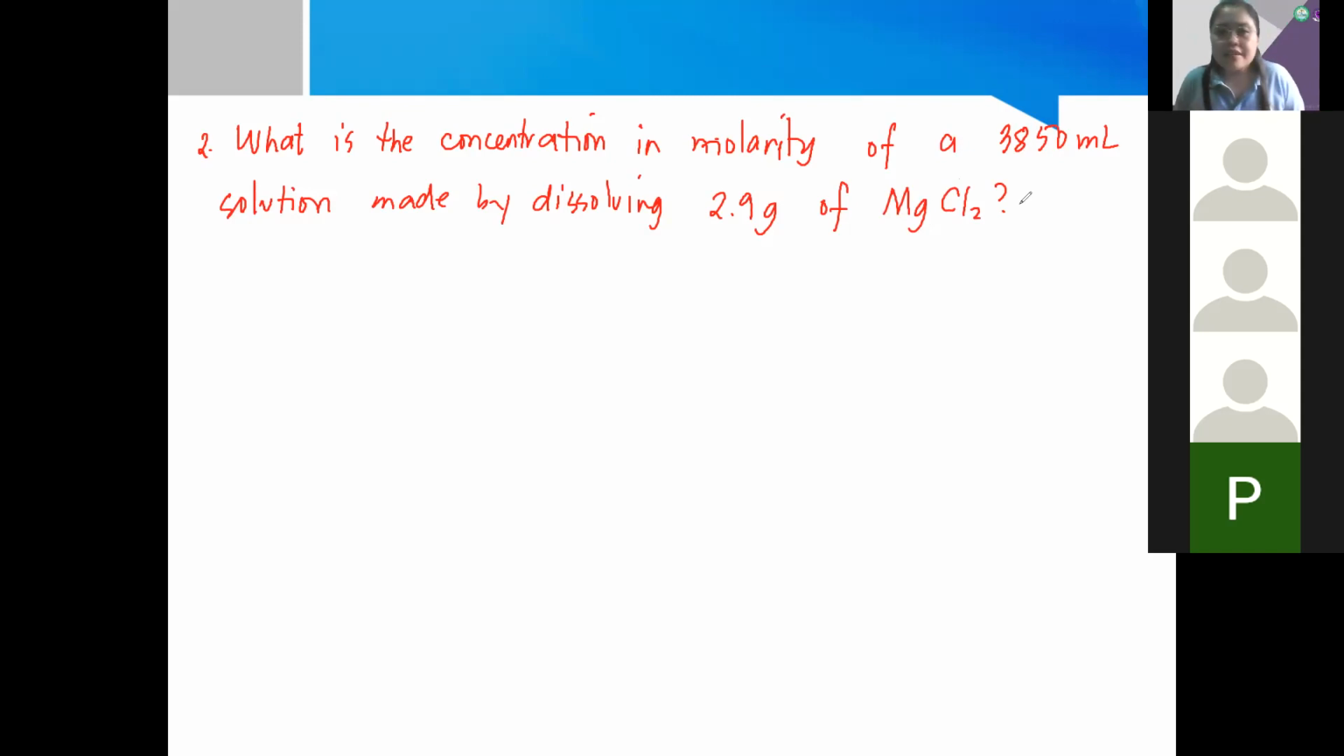Then, what is the concentration in molarity of 3,850 ml solution made by dissolving 2.9 grams of magnesium chloride?